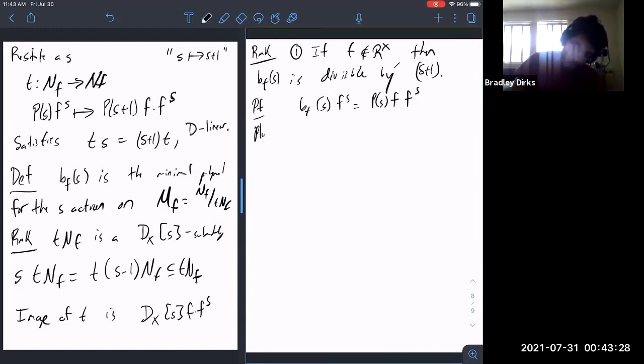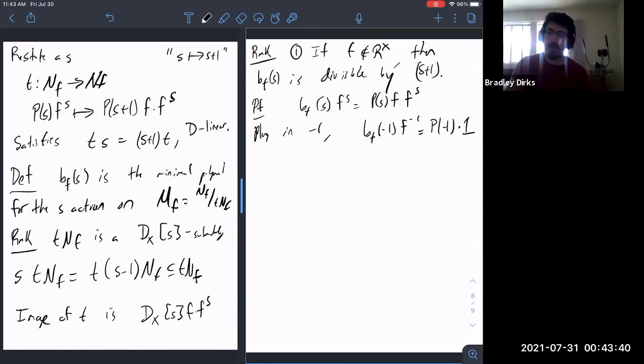And if I plug in -1, I get b_f of -1. F inverse equals P of -1 times, well, 1. Because if I do F times F inverse, I would get 1. But this right-hand side lies in R. So the differential operators multiplied by 1, they kill them, but they have some coefficients that should be like polynomials in R.